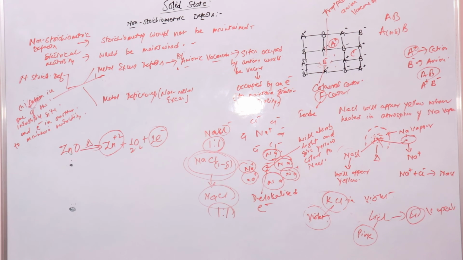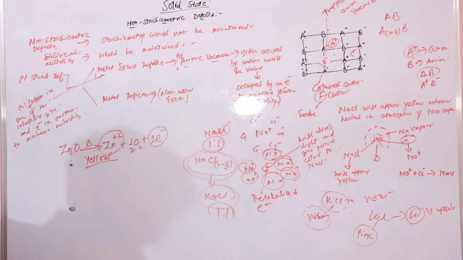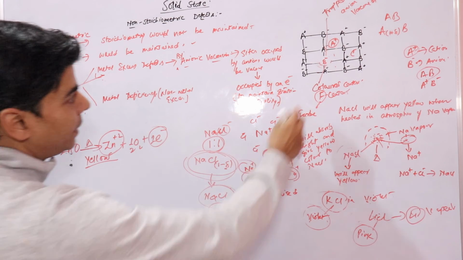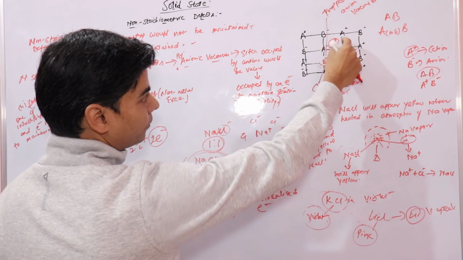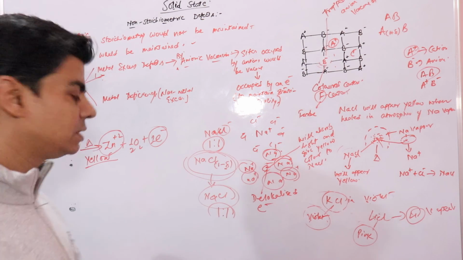And due to this defect, zinc oxide will appear yellow, right? So this is your metal excess defect. There is another defect, the metal deficiency defect. In metal deficiency defects, we have a deficiency of metal cation, so it results in a metal deficiency defect.